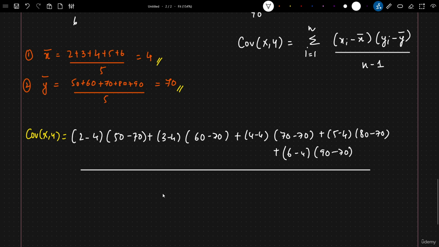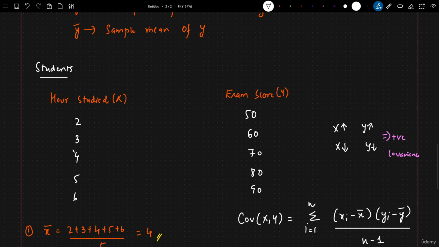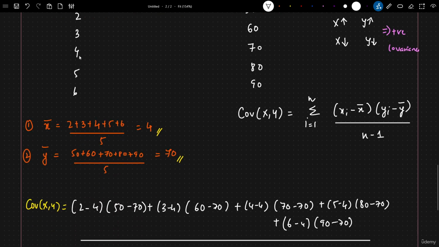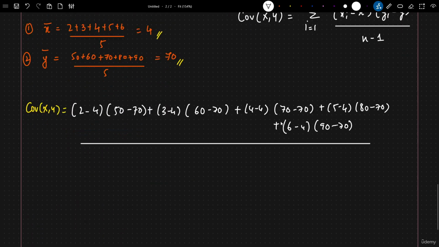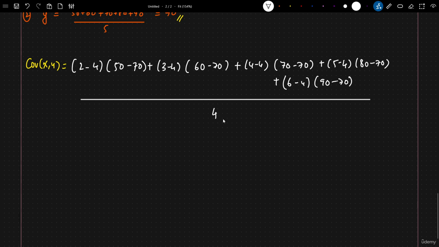What is n? If you count, 1, 2, 3, 4, 5, n is 5, and n minus 1 is 4. So we'll calculate this with 4. Just do the calculation. I think I've done it, and it will be somewhere around 20. Let me know in the comment section whether the calculation is right or not, but I think this should be the right answer.